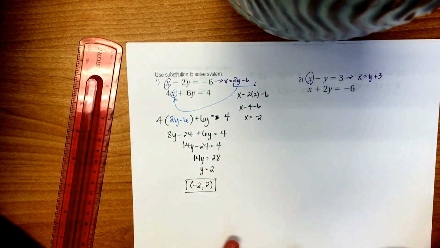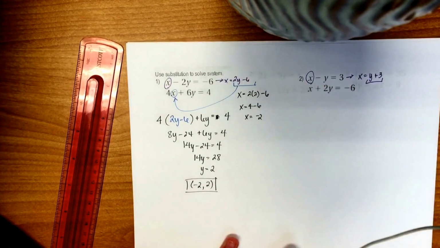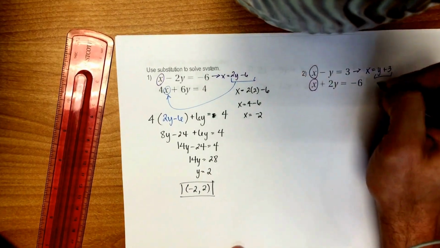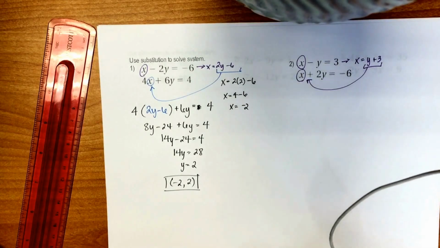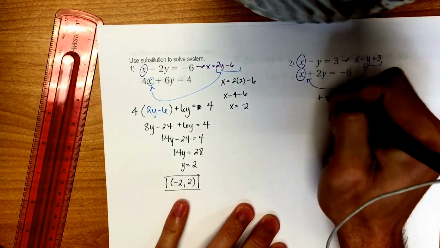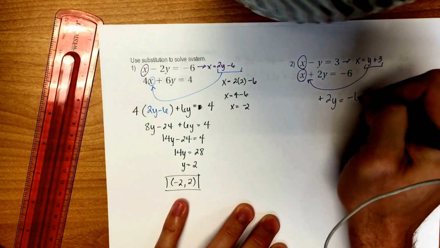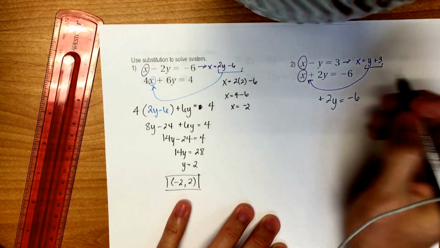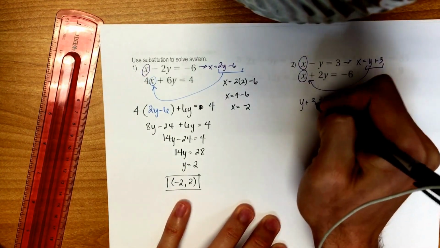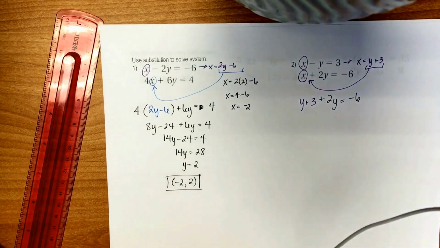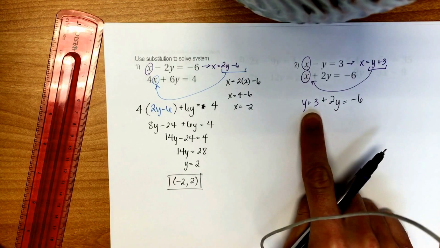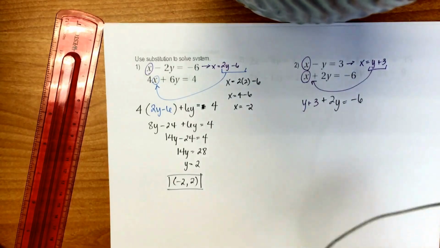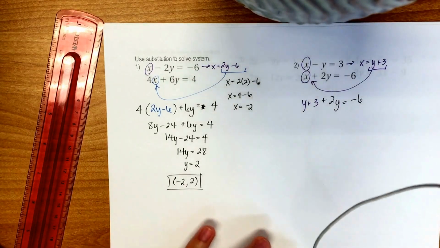So again, what that means is that y plus 3 is going to take the place of the x in the bottom equation. So everything in the bottom equation stays the same, except I'm now going to put y plus 3 in its place. So again, everything stayed the same. The y plus 3 takes the place of the x. The rest of the problem is just solved like a normal linear equation.